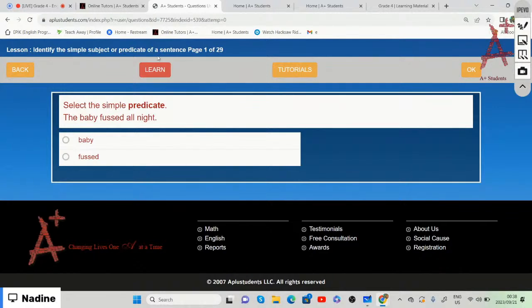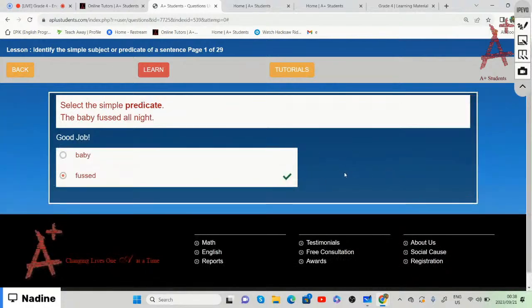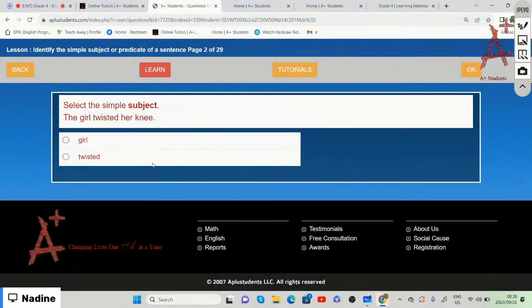And if we select the predicate, then we will say baby fussed all night. Baby couldn't sleep. She fussed all night. The simple subject. The girl twisted her knee. Only the noun. Is it girl or is it twisted? We need to select the subject. Is it girl or is it twisted?